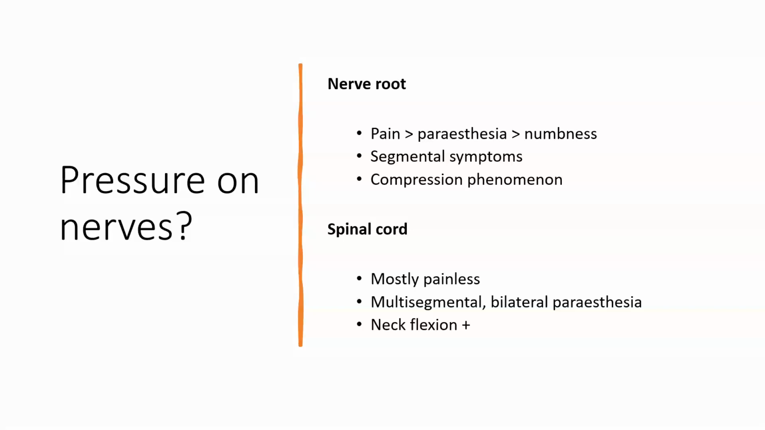And pressure on the spinal cord, well, one of the key elements is that the patient is going to describe multisegmental bilateral paresthesia. And for instance, neck flexion can cause paresthesia in both hands or in both feet.